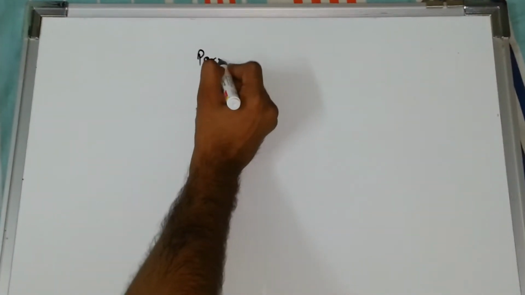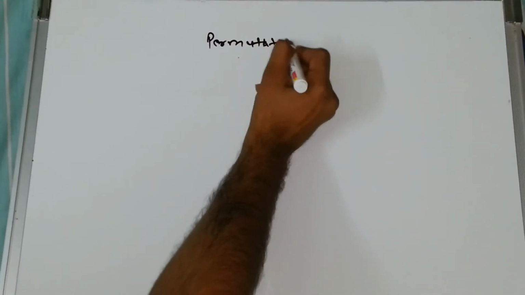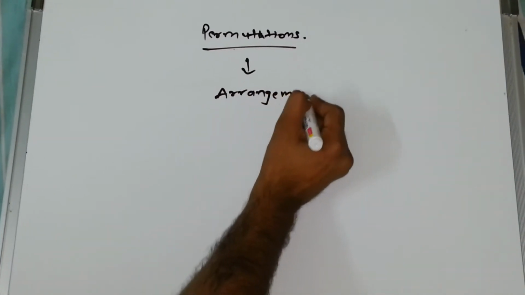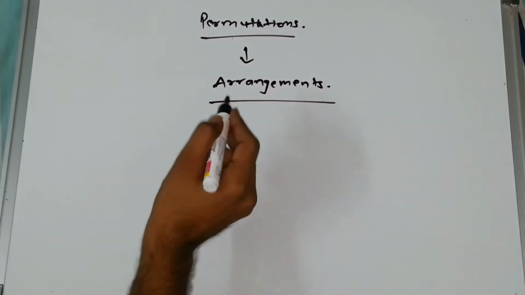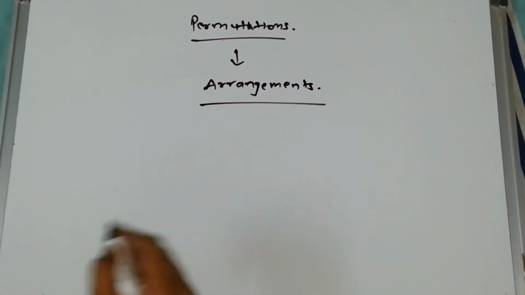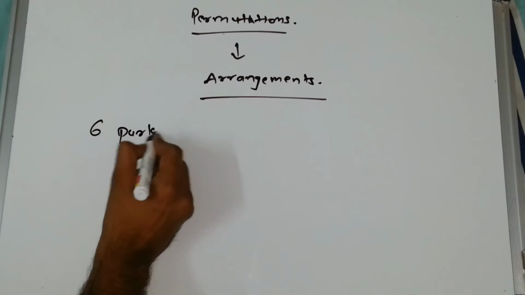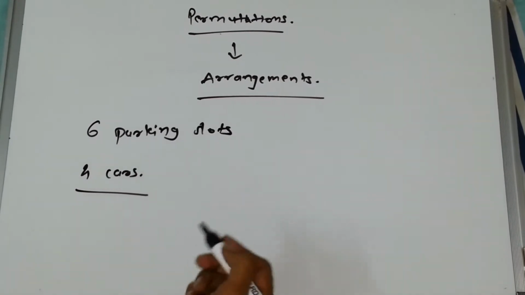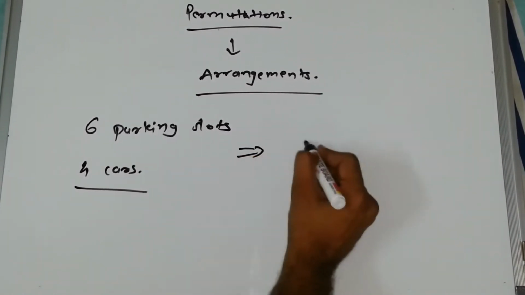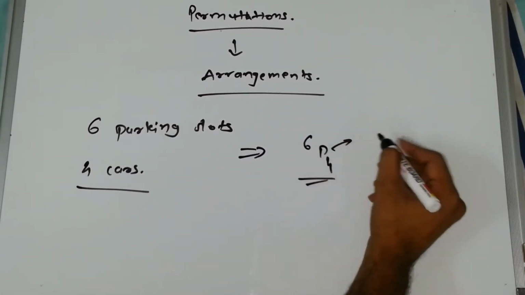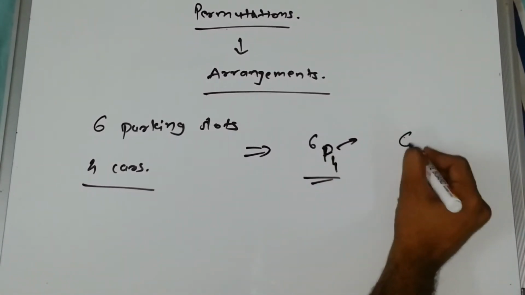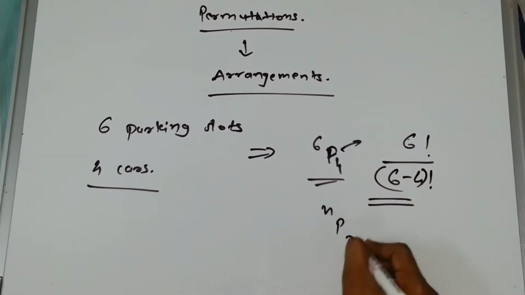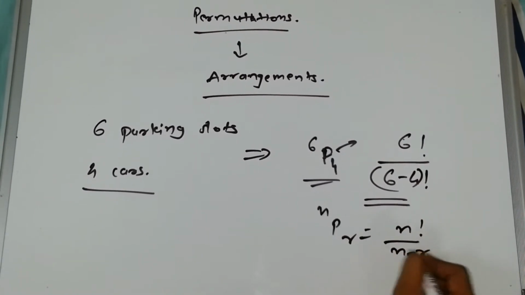Coming down to permutations. Permutations are nothing but a type of arrangements. So here we are always asked to find the number of ways of arrangements. For example, we have 6 parking slots and 4 cars to park. So in how many ways can we do that? This is given by 6P4. It is a general notation of permutation, which is given as 6 factorial by 6 minus 4 factorial. In general, nPr is given as n factorial by n minus r factorial.